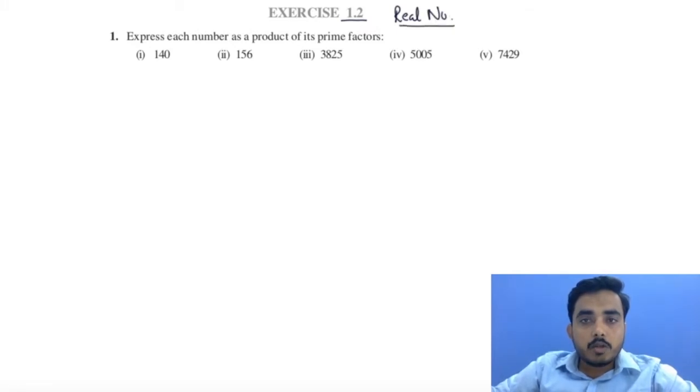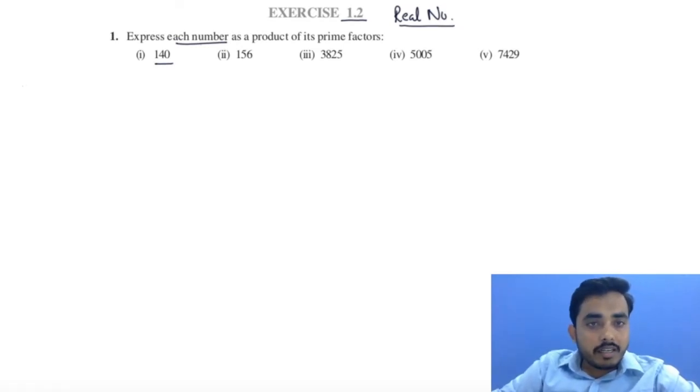Okay, so let's start with question number 1. In this we need to express each number as a product of its prime factors. हमें क्या करना है, हर नंबर को उसके प्राइम फैक्टर्स के प्रोडक्ट में कन्वर्ट करके एक्सप्रेस करना है. So first let us see what are prime numbers. पहले देख लेते हैं कि प्राइम नंबर होते क्या हैं.